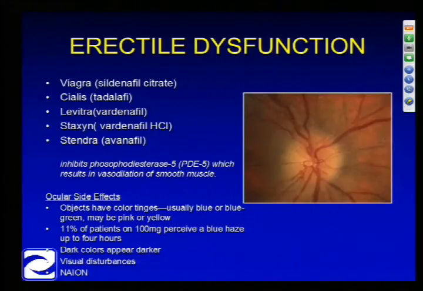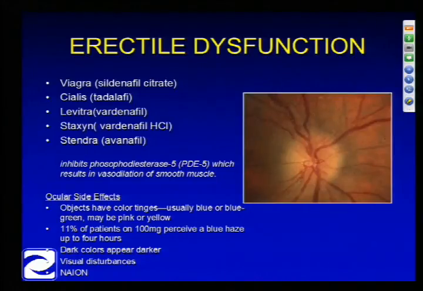Erectile dysfunction is a hot topic, and there are a lot of advertisements on television, and all of them have the disclaimer that if you're taking these drugs, such as Viagra or Cialis, and you have visual disturbances, you stop them and get checked by your doctor. As you all know, they inhibit phosphodiesterase 5, which results in vasodilation of smooth muscle. And the ocular side effects are a change in color perception. Sometimes they have a blue or blue-green tint.